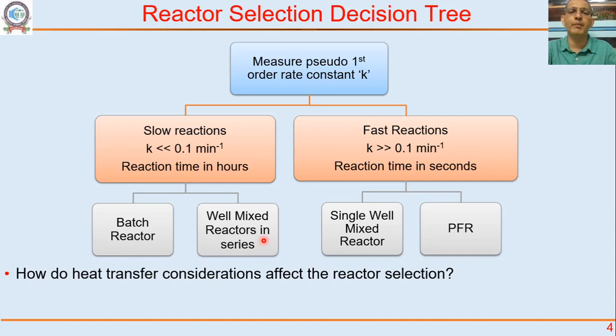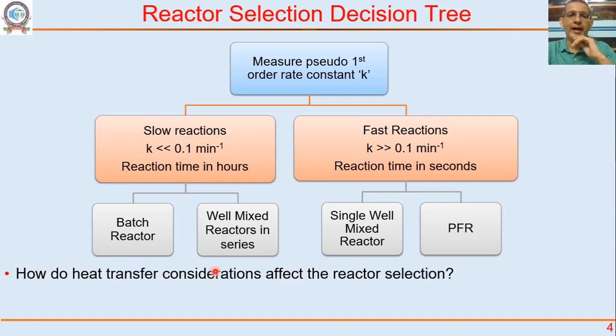This will come when we start doing things on RTD. When we had fast reactions, rate constant far greater than 0.1 minute inverse, the reaction time was in seconds. And if the reaction time was in seconds, that means our reaction is very fast and we can use our plug flow reactor very well. Or we could also use a single well mixed reactor. Now this choice depends. Although a plug flow reactor is cheaper, sometimes you would want a well mixed reactor for some other considerations which we will see in subsequent lectures, including this lecture.